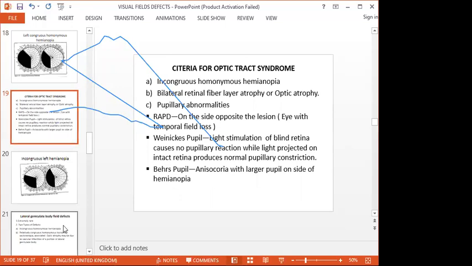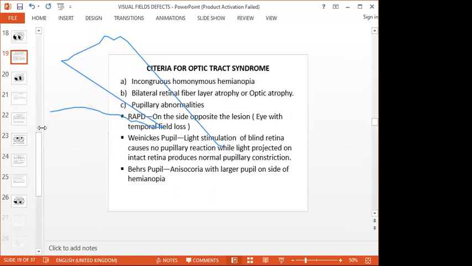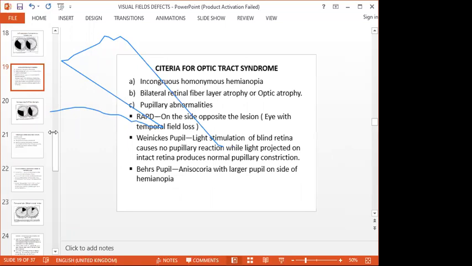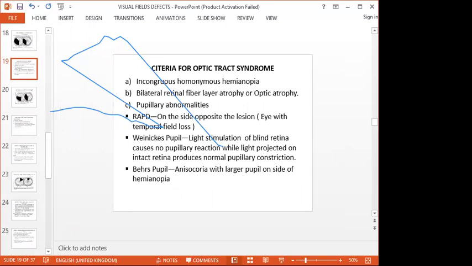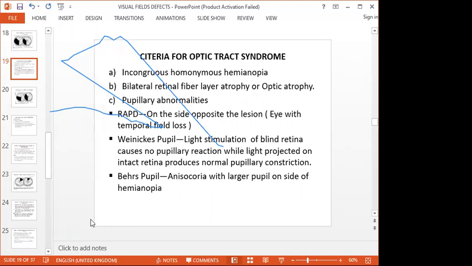It says incongruous hemianopia, bilateral retinal fiber atrophy and optic atrophy. RAPD on the side opposite the lesion, which is the eye with the temporal field loss. So the eye with the temporal field loss is this, but this one will have RAPD. Right eye.